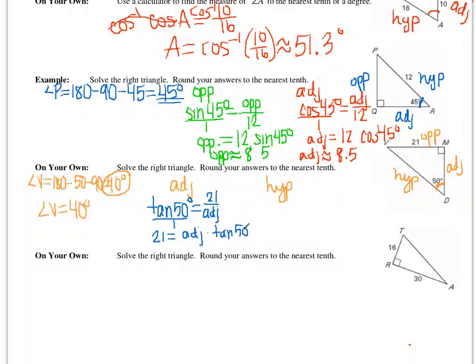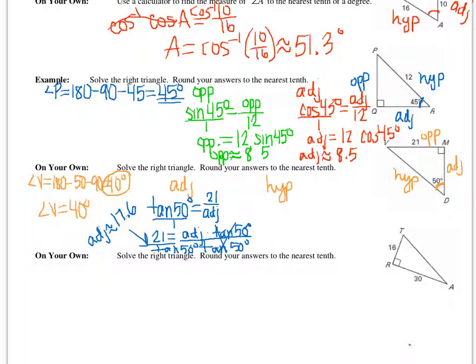50 degrees. If I'm looking for my adjacent side, I need to move that tangent of 50 to the other side. So I'll divide both sides by the tangent of 50. So these cancel out. I'm left with my adjacent equals 21 divided by the tangent of 50. And if you put that into your calculator, you'll find that your adjacent side is about 17.6. So there's my adjacent side.